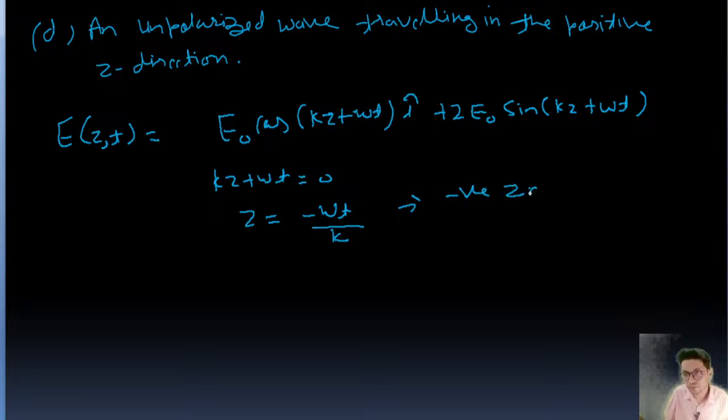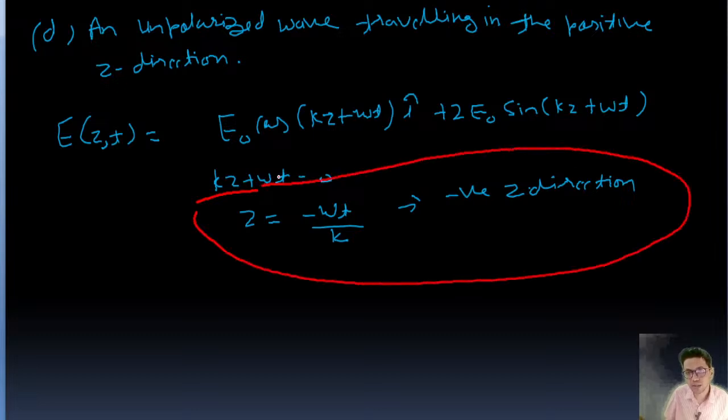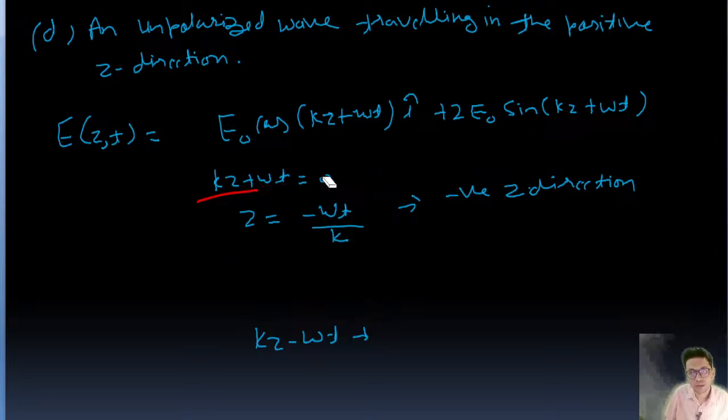Note it, very important point, guys. If kz plus omega t is given, then it means the wave is in the negative z direction. Similarly, if kz minus omega t is given, it means the value of z is going to be omega t upon k. This implies the direction of the wave is the positive z direction.